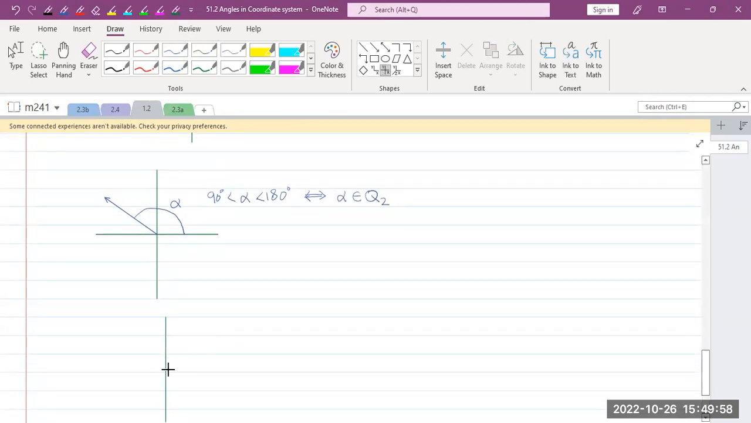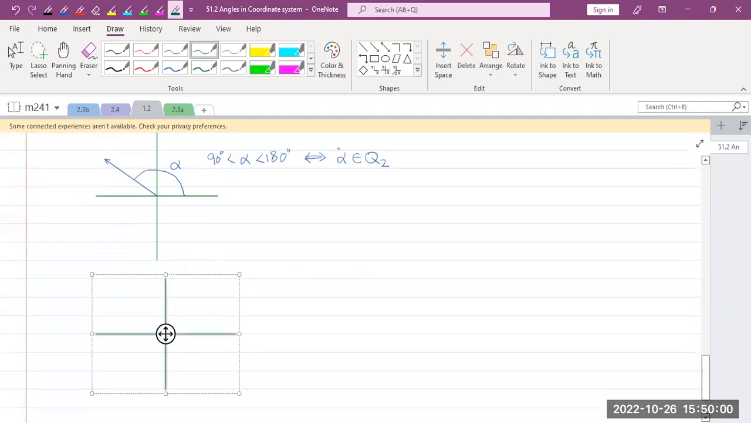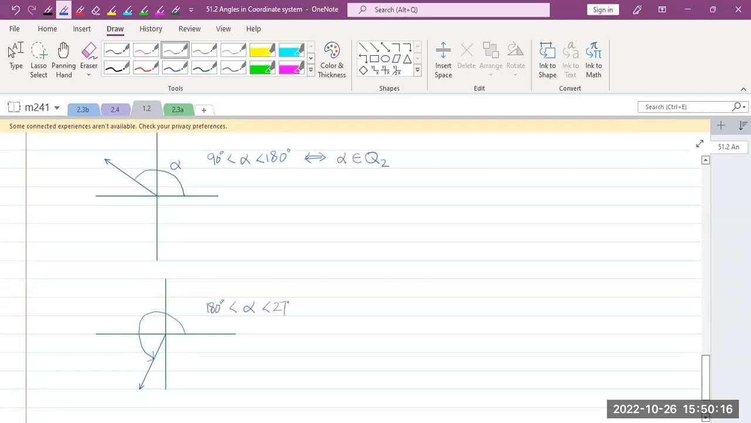If the terminal side ends in quadrant 3, then the angle must be more than 180 degrees but less than 270 degrees. We say that angle is in quadrant 3, an element of quadrant 3.